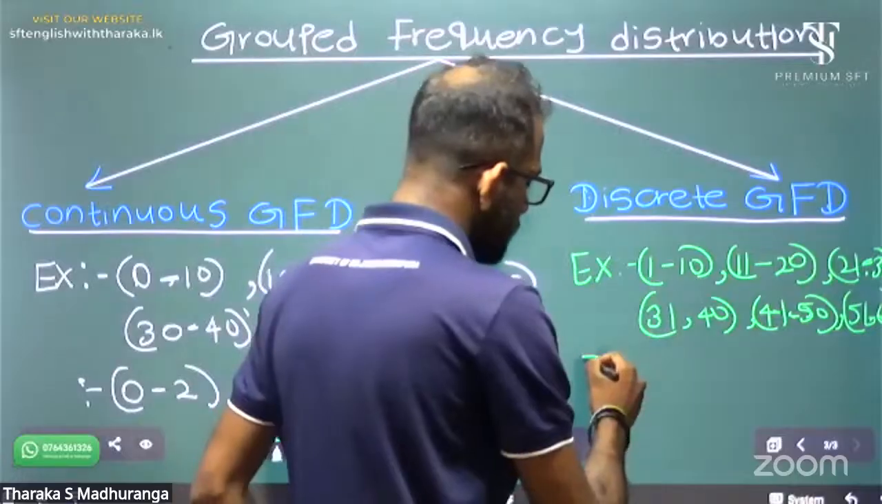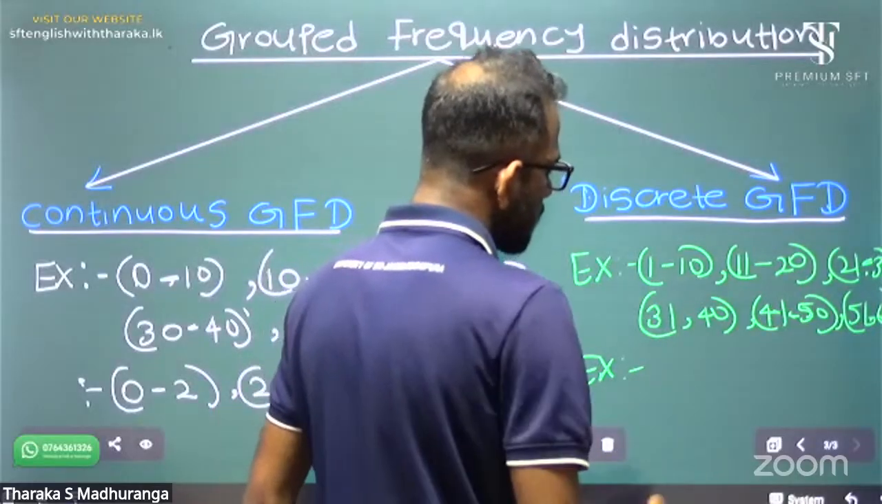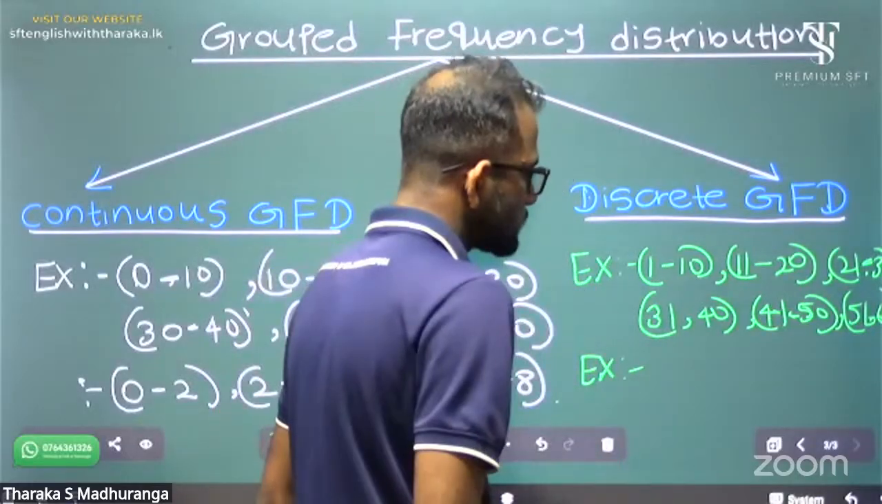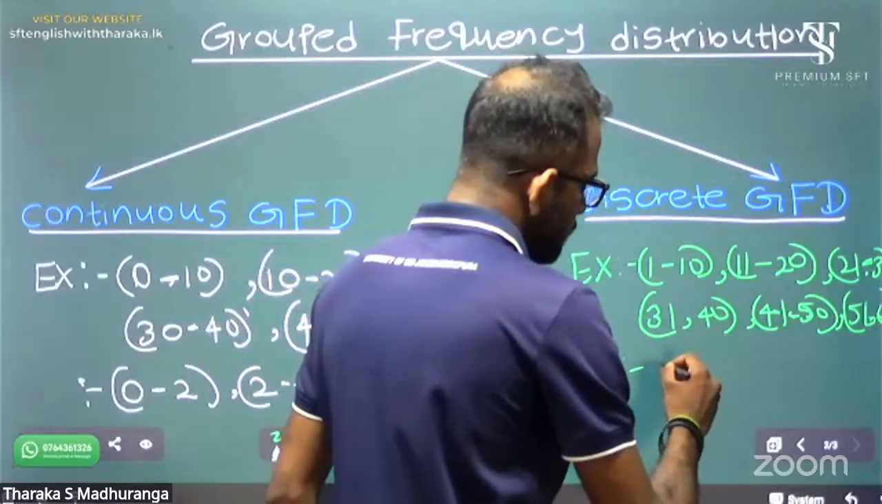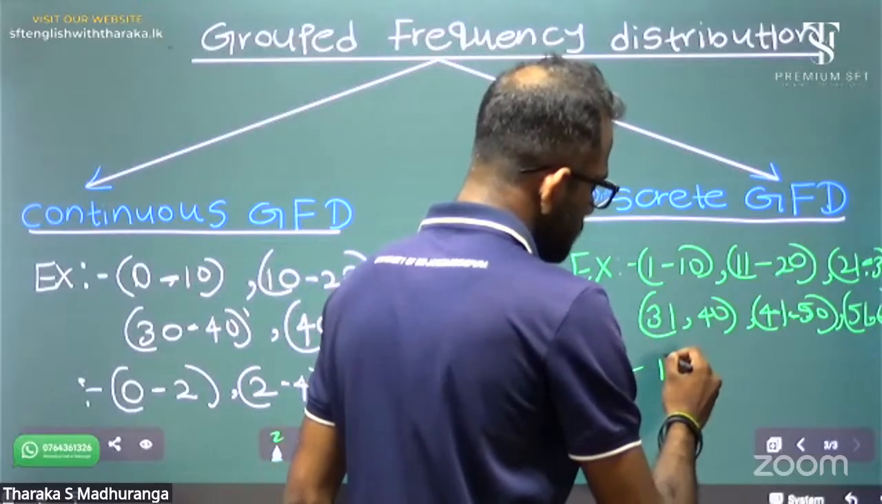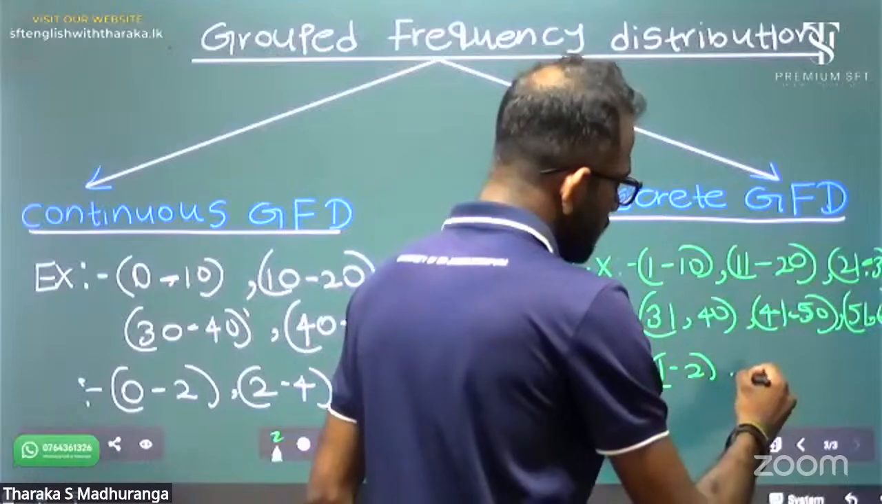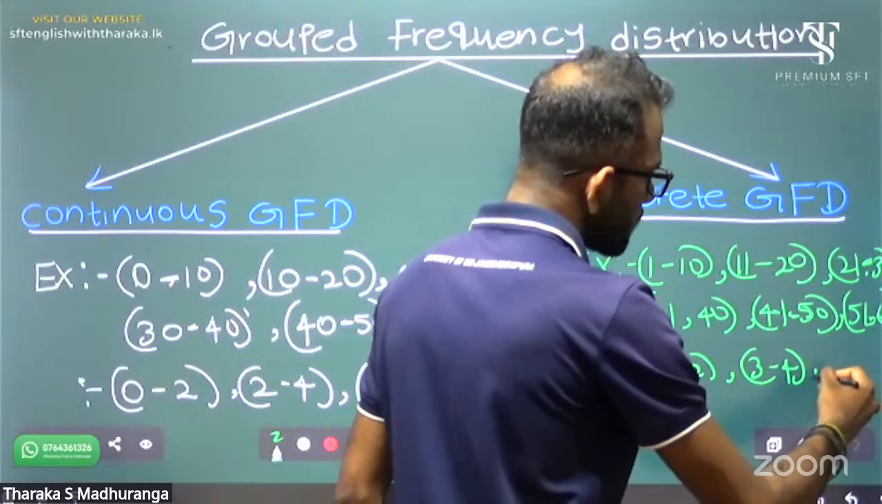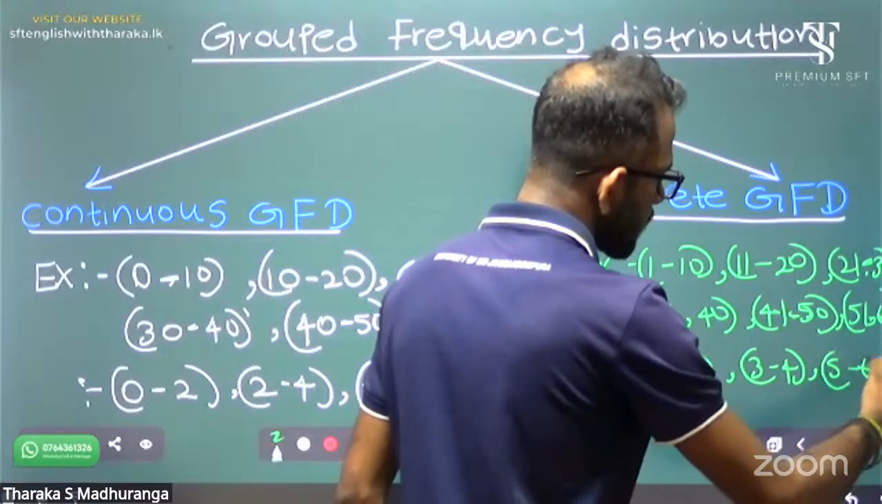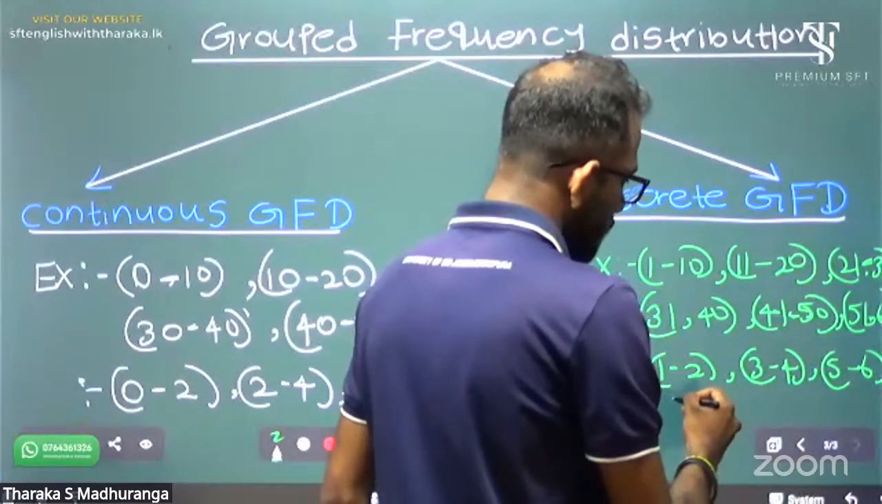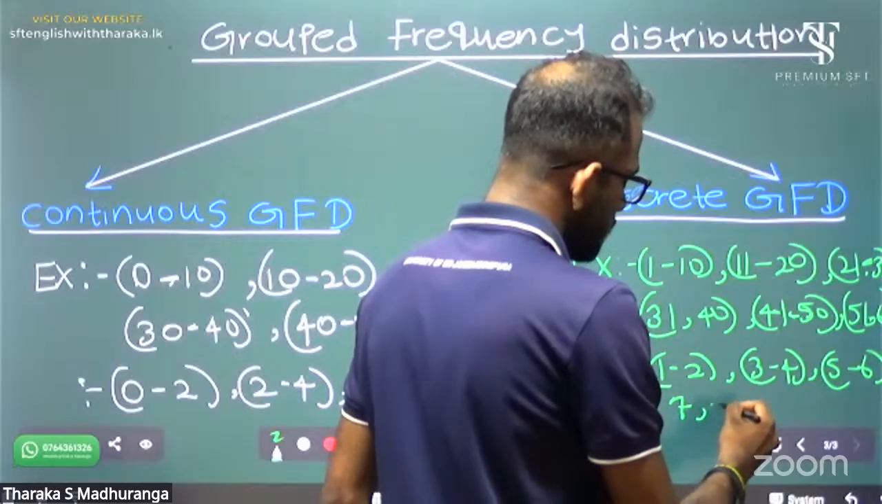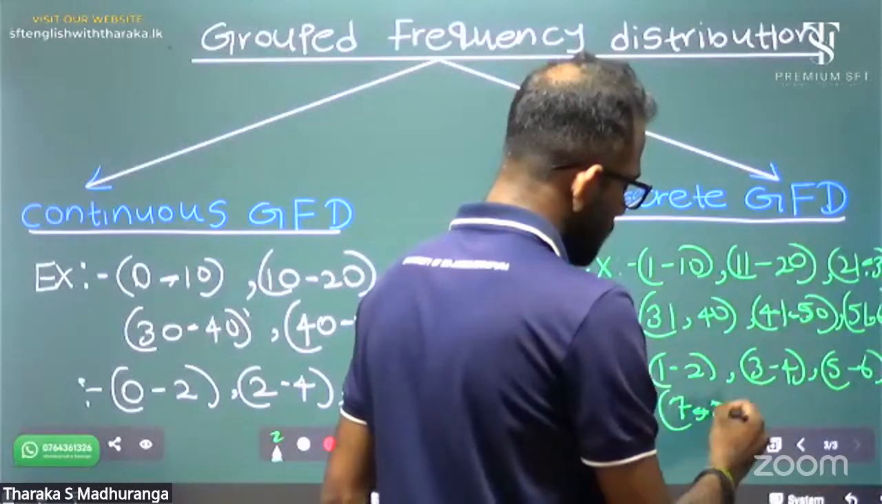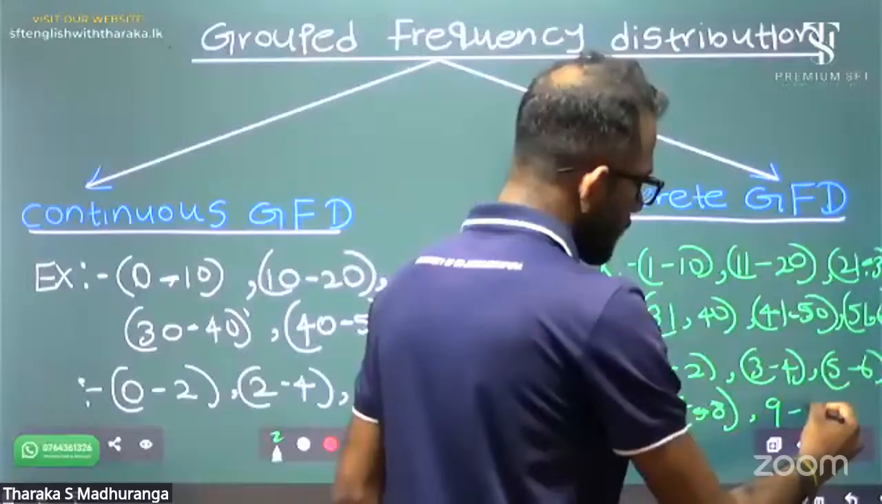Let's take another example. 1, 2, comma 3, 4, comma 5, 6, 7, 8, 9, 10.